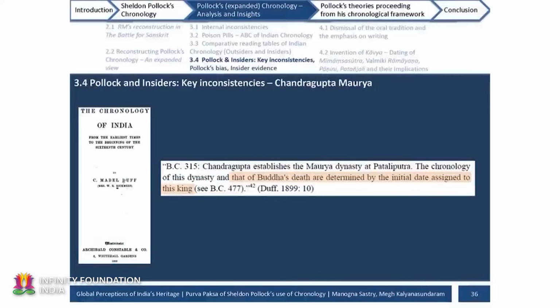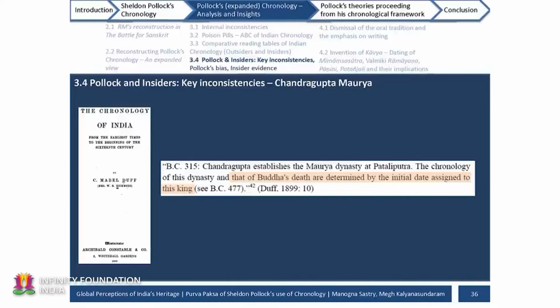Okay. So, the Chronology of India, 1899. I'm reading out the entry for Chandragupta Maurya. BC 315. Chandragupta establishes the Maurya dynasty at Pataliputra. The chronology of this dynasty and that of Buddha's date are determined by the initial date assigned to this king. Assigned being the operative word.